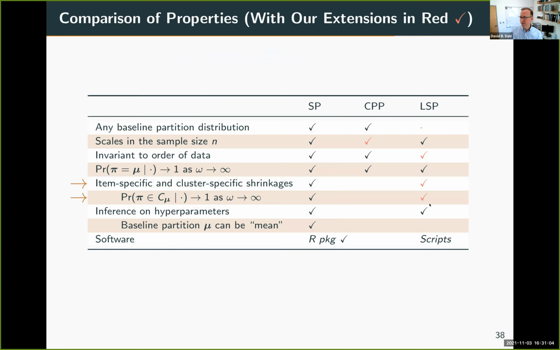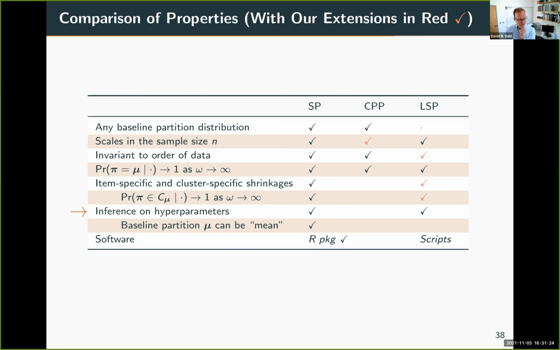Now we can take the LSP and we can likewise introduce item-specific or cluster-specific shrinkages as an extension, much like we've done with the shrinkage partition distribution. So there is a way to do item-specific shrinkages with the LSP with our modification.